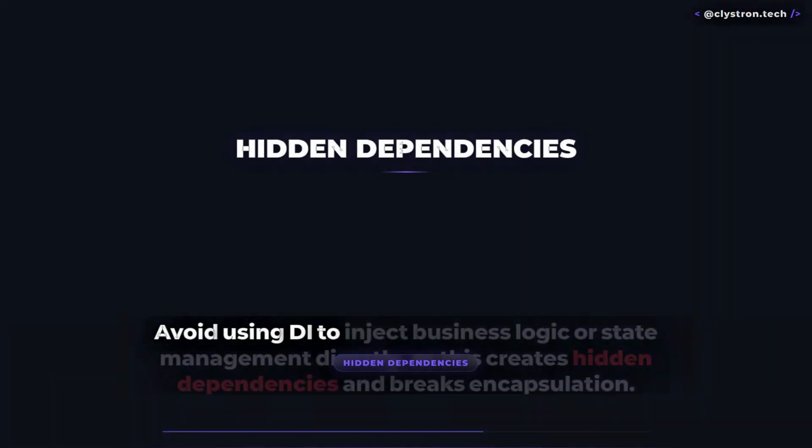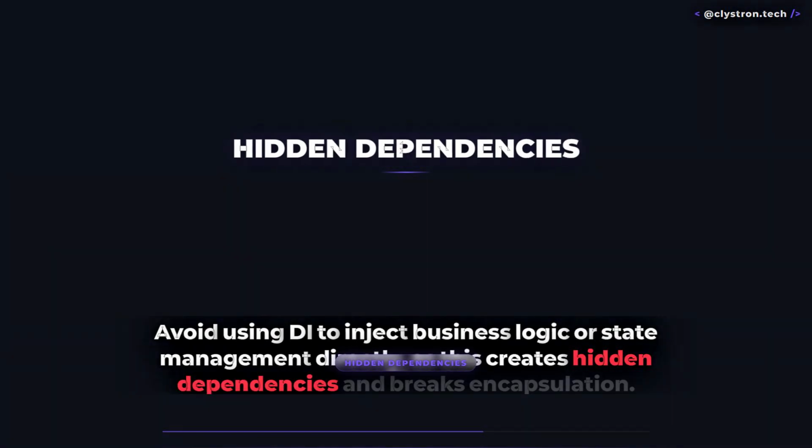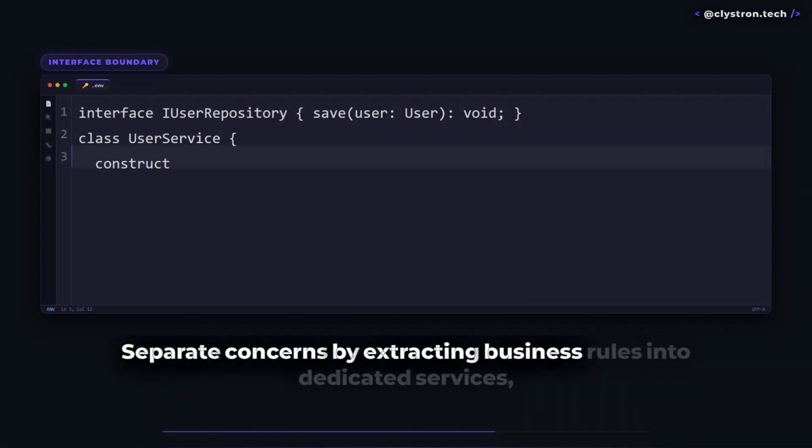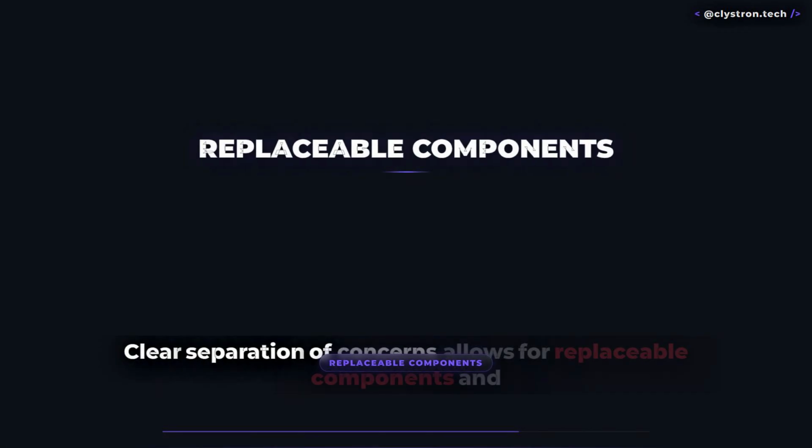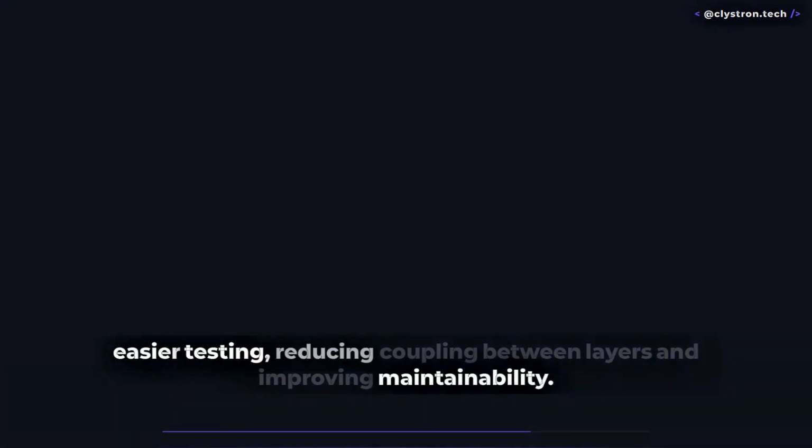Avoid using DI to inject business logic or state management directly, as this creates hidden dependencies and breaks encapsulation. Separate concerns by extracting business rules into dedicated services, injected as abstractions, ensuring clear boundaries and maintainability. Clear separation of concerns allows for replaceable components and easier testing, reducing coupling between layers and improving maintainability.